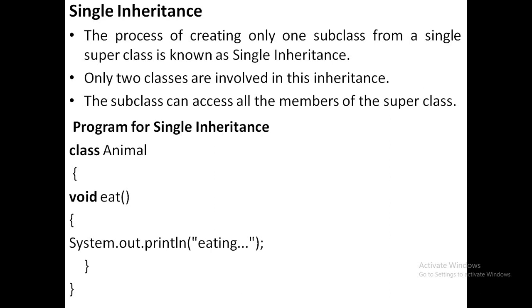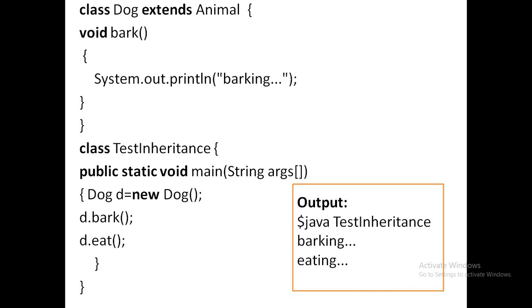Here we have created a class named Animal, which is the base class, and it has a function eat. Following that we have a class Dog, which is a subclass of the base class Animal, and the Dog class has a method bark. In the main function we have created an object for the Dog subclass, and using this object we can access the methods of both the Dog subclass as well as the Animal base class. So this is single inheritance.